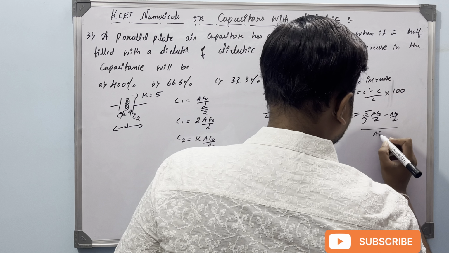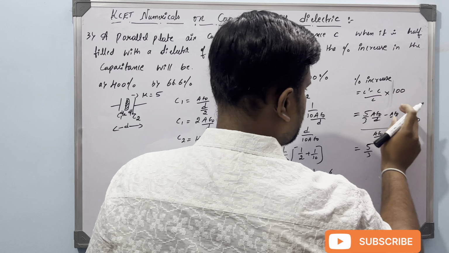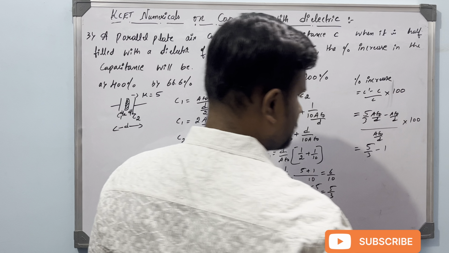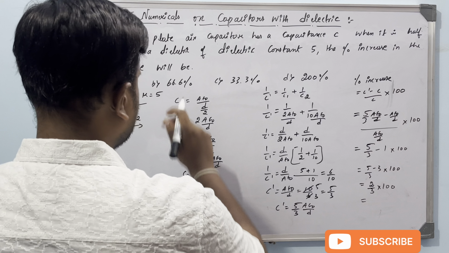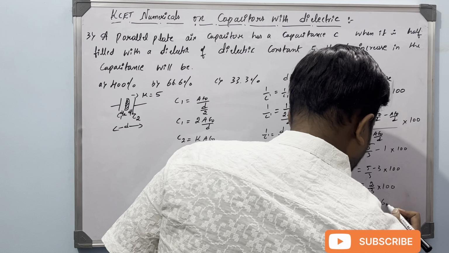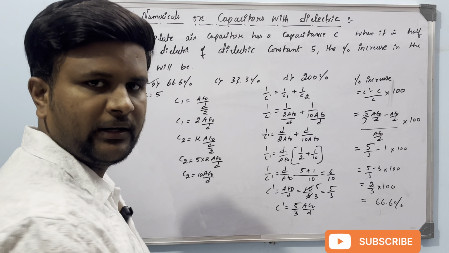Okay. So that is equal to, if you divide this term by this term and this term, it will become 5 by 3 minus 1 into 100. Okay. So now cross multiply, 5 minus 3 divided by 3 into 100. So 5 minus 3 means it is 2 divided by 3 into 100. So 2 divided by 3 into 100 means you will get approximately 66.6%. Okay. So this is the required answer.